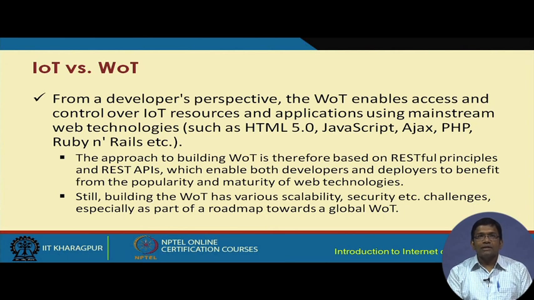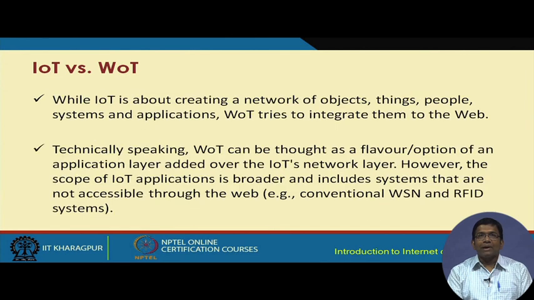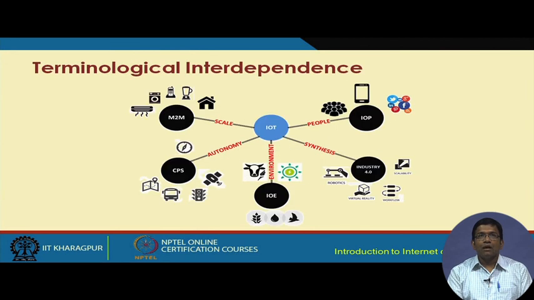Internet of Things and web of things are often confused to be one and the same, but there is a distinction. The web of things basically focuses more on the use of web based technologies such as HTML5, JavaScript, Ajax, PHP and so on and so forth over the regular IoT to make IoT smarter and web accessible. There is a lot of terminological interdependence when we talk about IoT. IoT has similarity with Internet of People, which has a people focus.